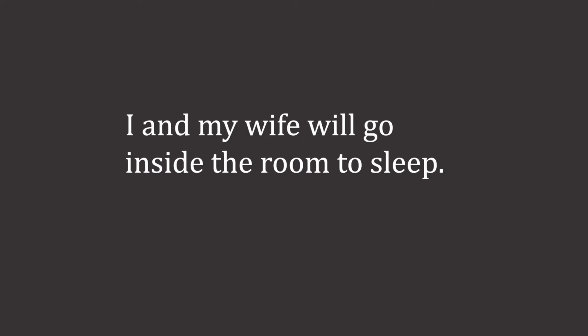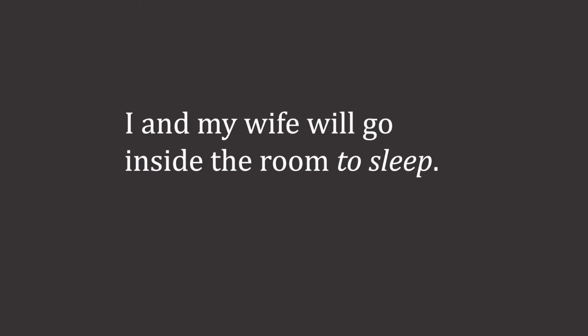I and my wife will go inside the room to sleep. As you can see, there are two verbs, and if you do not listen to my discussion, you will be confused about what the verbal in the sentence is. In conclusion, our verbal is to sleep because it is an unconjugated verb, or a root verb, and it follows the format of the preposition to with a verb beside it.